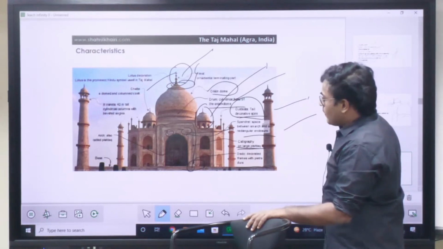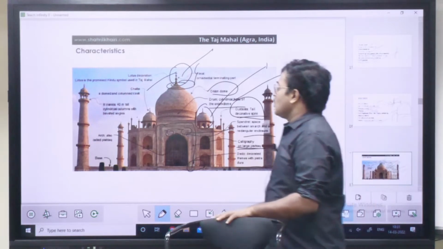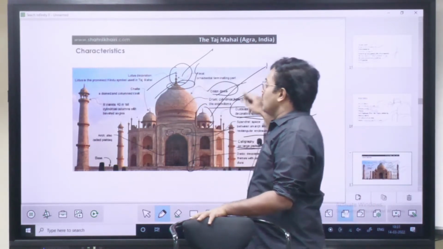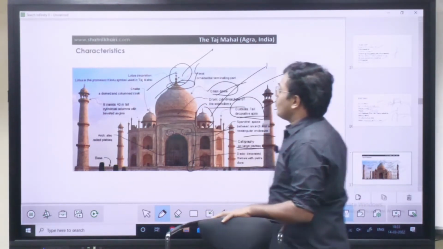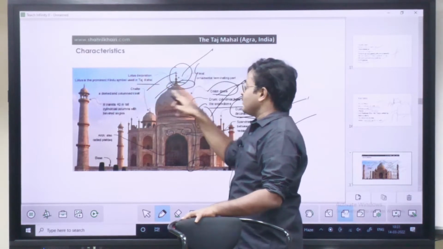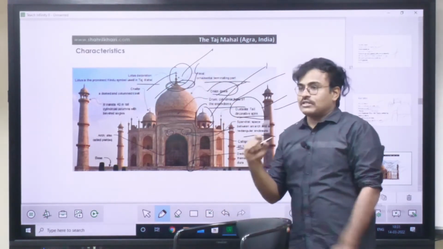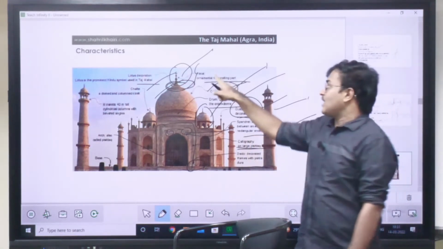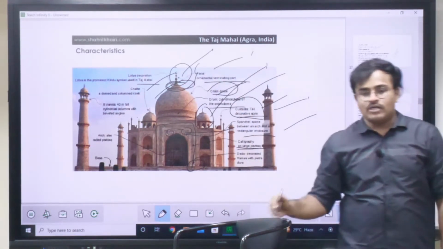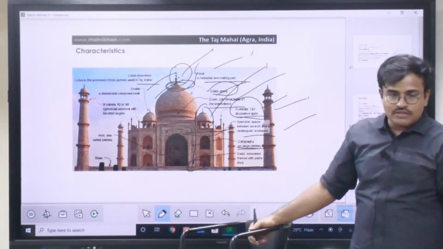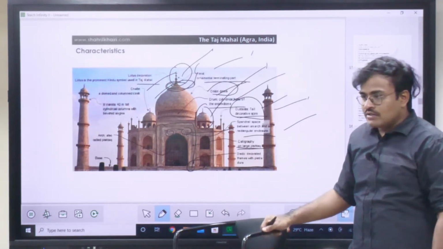Okay, I think I have explained all the things: arch, minarets, base, all the things are done. Lotus is the predominant Hindu symbol used in the Taj Mahal, lotus decoration, the inverted lotus. And then the finial, an ornamental terminating point, which is similar to Amalak and Kalash. Write it there itself. All of these things are done beforehand.